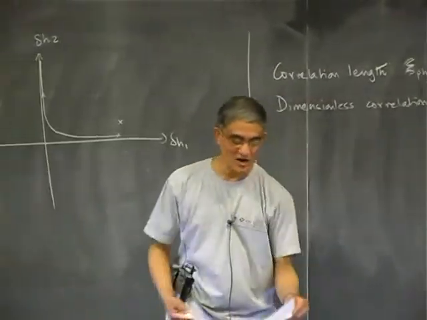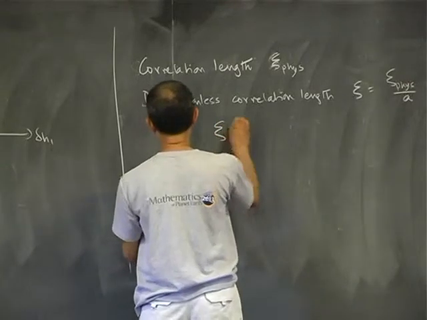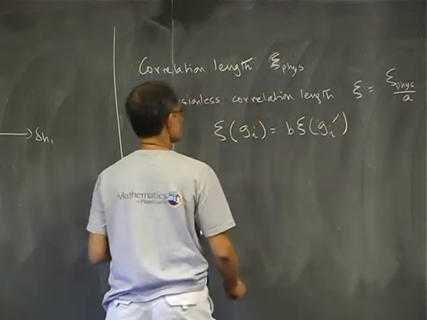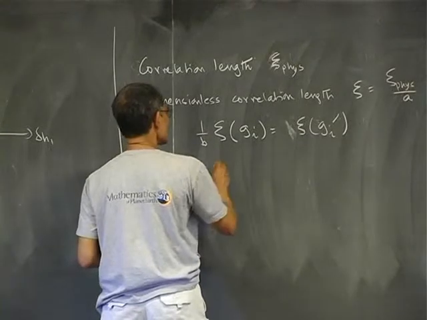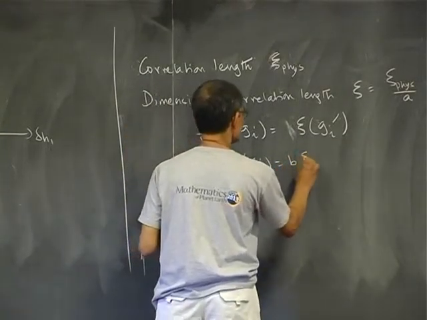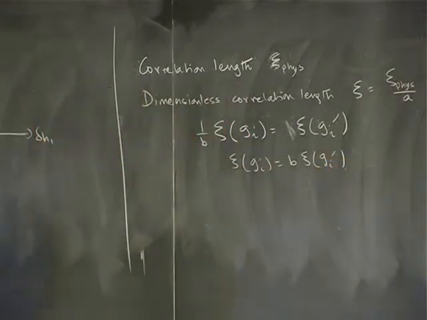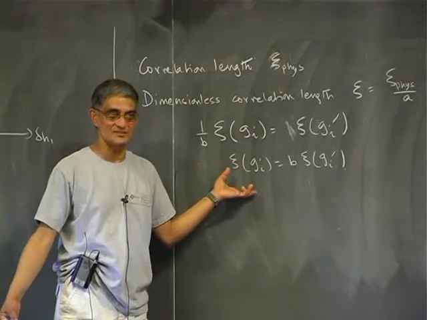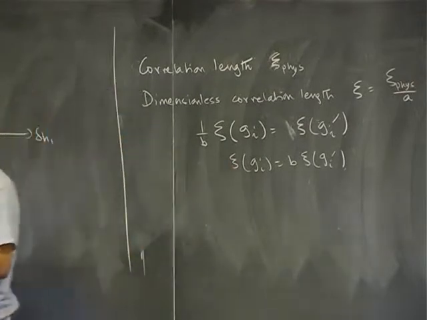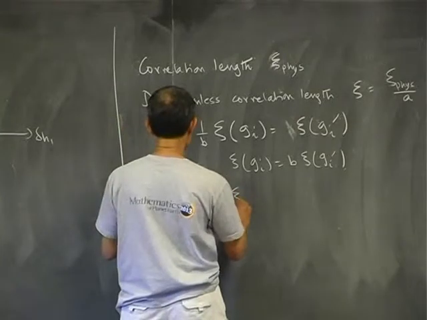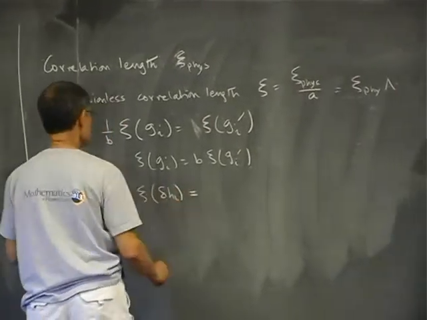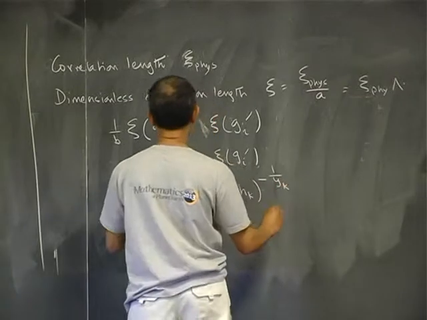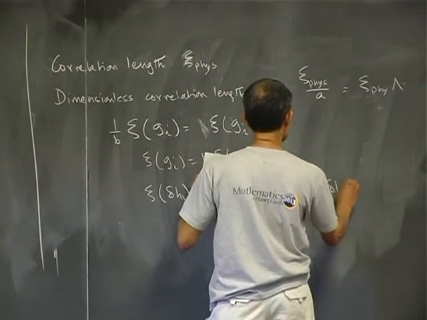So I can write a recursion relation for the dimensionless correlation length. This relationship is quite similar to the kind of thing I wrote down for the free energy. And by exactly the same logic, which would be an exercise for you, you can show that it is once again given by this. If you want, we can do this in the tutorial.